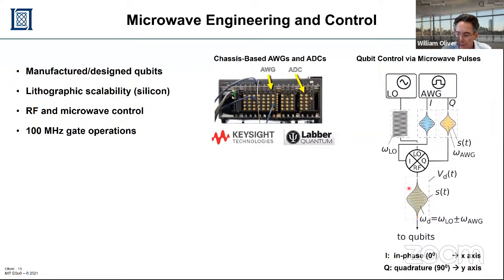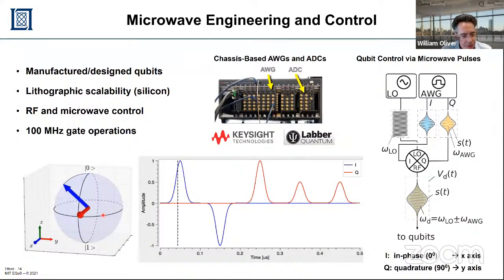Now, the last thing is the difference between I and Q. I is in phase, so that will rotate around the x-axis. Q, if we decide to use that port, that'll rotate around the y-axis. And so what I'm showing here on the left is a Bloch sphere. The north pole is 0, the south pole is 1. This blue vector is the state of the qubit. And the red arrow that comes in and out is reflective of the pulses that are illustrated on the right. Just the envelope is shown.